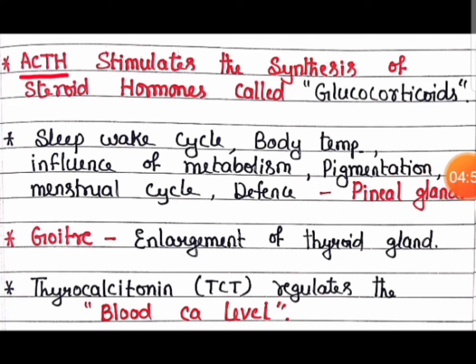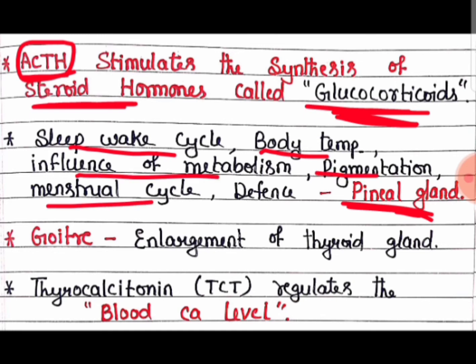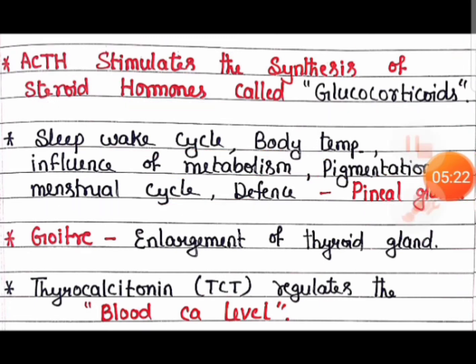ACTH stimulates the synthesis of a steroid hormone called glucocorticoid. Glucocorticoid hormone is synthesized under the influence of ACTH, remember. Then the functions of the pineal gland are: sleep-wake cycle, body temperature, influence on metabolism, pigmentation, menstrual cycle, and defense mechanism.